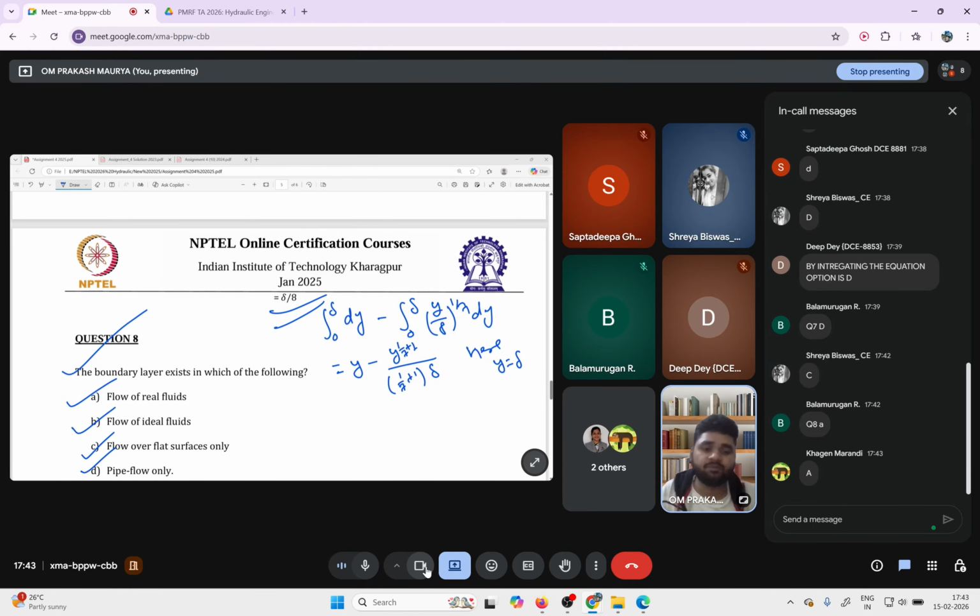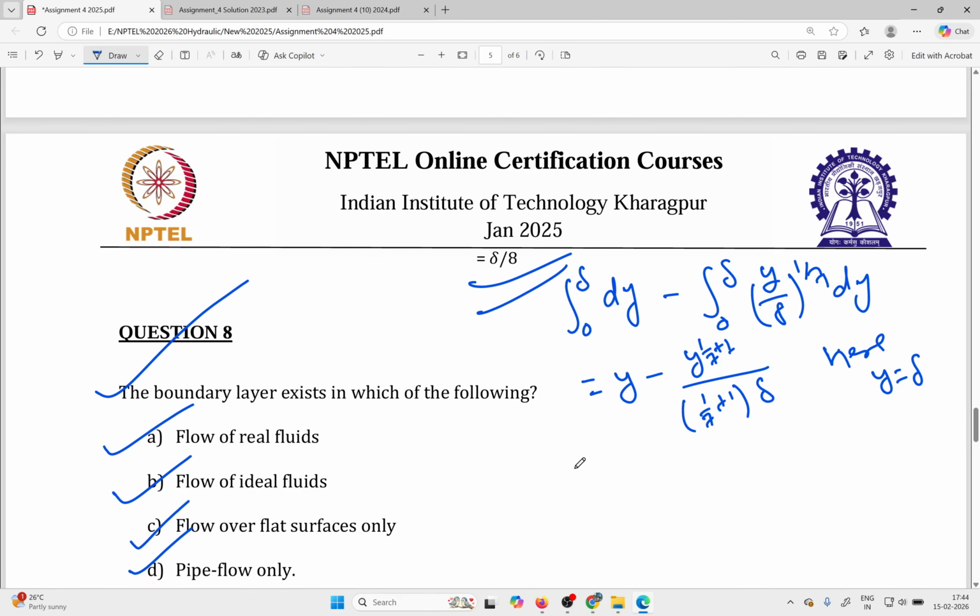Okay, so let me just explain. Boundary layer exists in which of the following? Flow of real fluid, flow of ideal fluid, flow over the flat surface only. No, not flat surface only. You may get it on a curved surface, you may get it on a flat surface, you may get it on airfoils. That is also a curved surface. So like that, you will get it on curved, flat or other types of surface also. But you have to have the real fluid. Always remember, this is the most appropriate answer for this question. Option A is correct for question number 8. Now we'll move on to the next question.